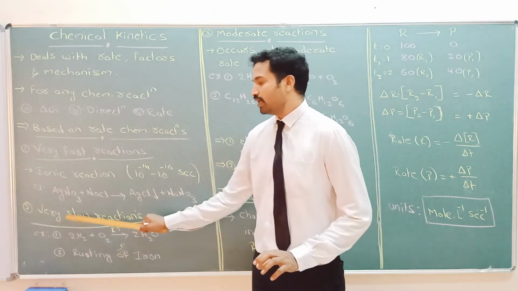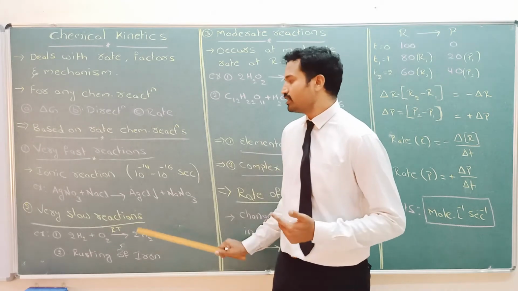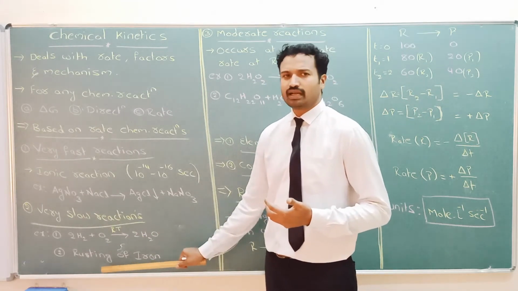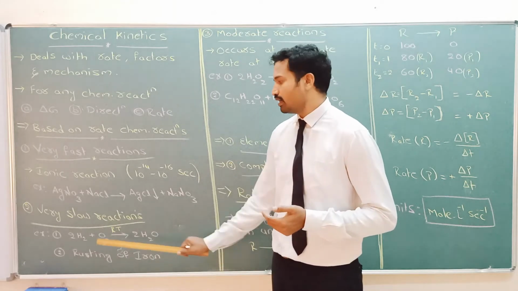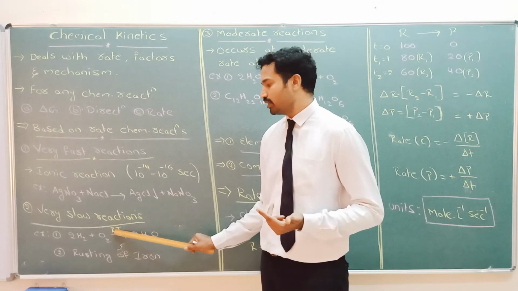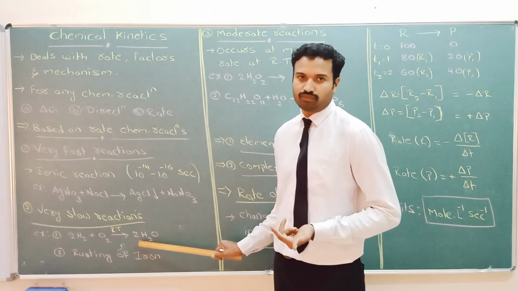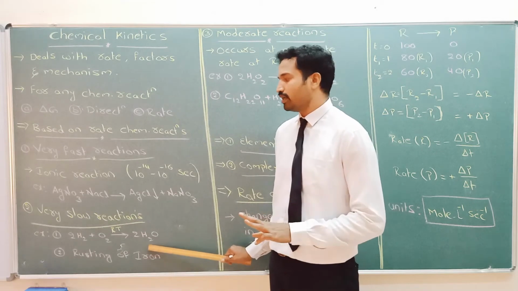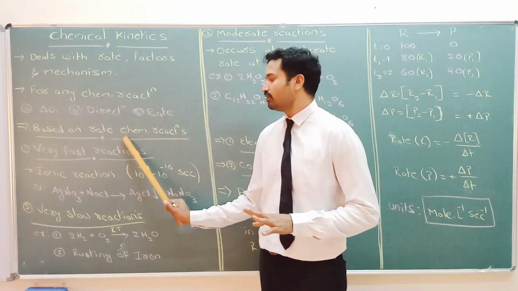Next one, very slow reactions. Very slow reactions are covalent reactions. Example, rusting of iron, or H2 hydrogen reacting with oxygen at room temperature to give H2O. This is also very slow at room temperature, so we cannot calculate the rate of the reaction.